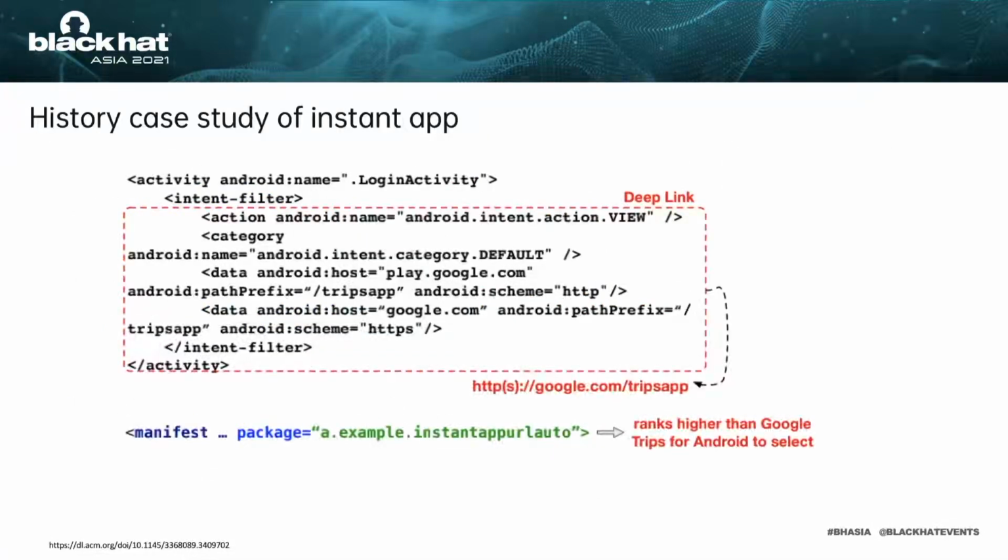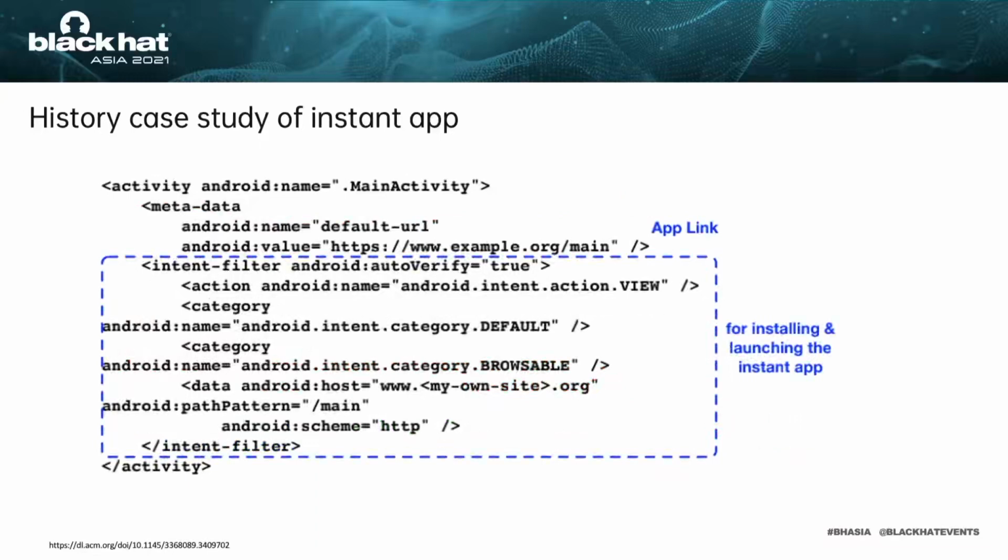This is because the Instant App is configured with a deep link instead of an app link. When the multiple-candidate application name starts with A, it will rank higher than Google Chrome for Android to select. So it is recommended to use app links for instant apps. You can see the correct configs in this picture.